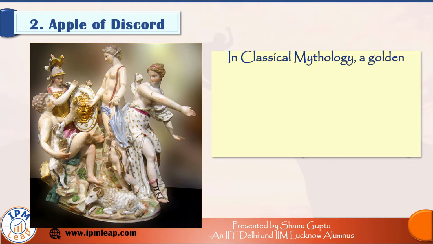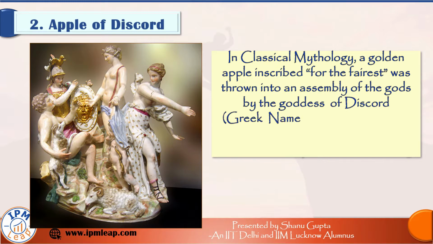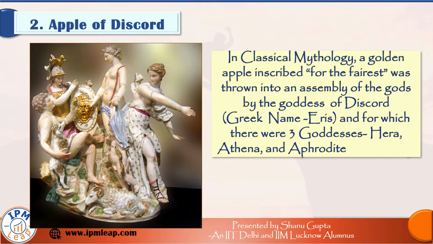In classical mythology, a golden apple inscribed for the fairest was thrown into an assembly of the gods by the goddess of discord, who was known as Eris by the Greeks. This was because she was not invited in that assembly, and so she wanted to spoil the proceedings. In the assembly were three particular goddesses, Hera, Athena and Aphrodite, who each considered themselves the fairest and wanted to claim that apple. So the apple indeed ended up causing a big fight between them.